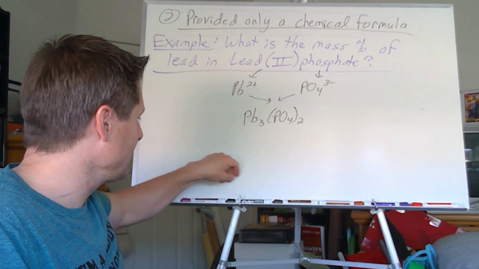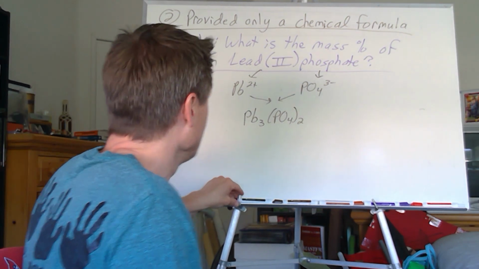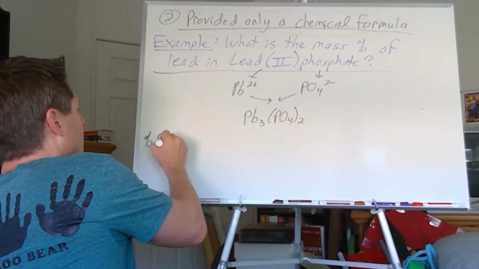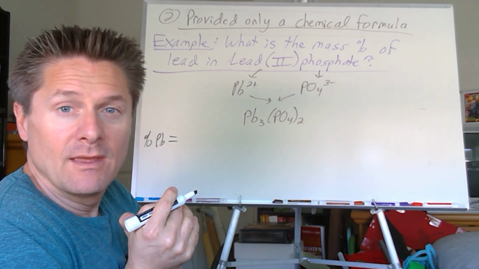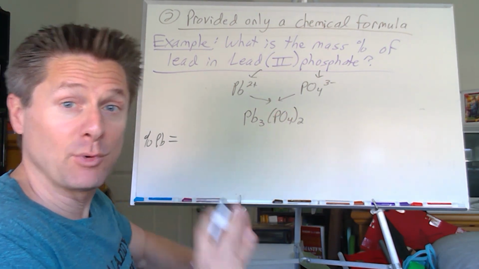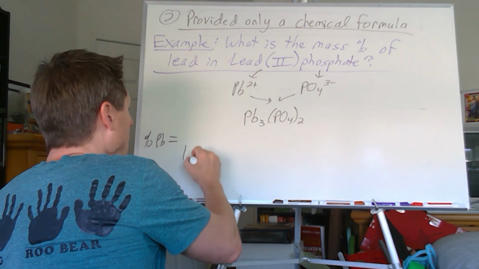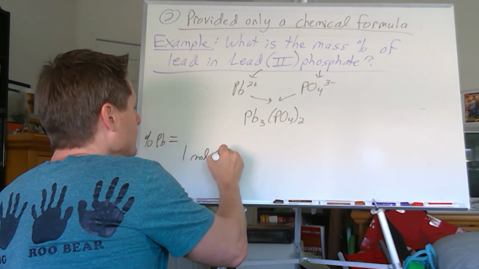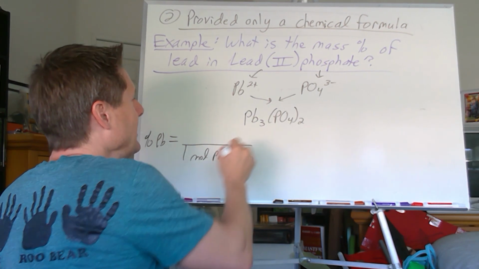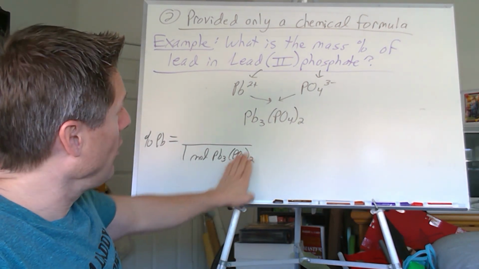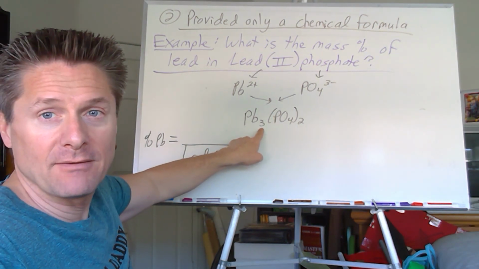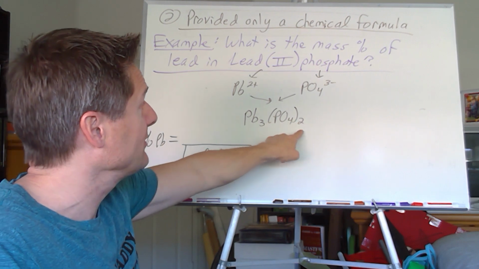Now we can set this up. Here we go, gang. Let's do the percent mass of lead. And all we have is the mole ratio. So let's assume 1 mole of the whole thing and put that on the bottom. So let's put 1 mole of lead(II) phosphate in the denominator. And 1 mole of that contains 2 moles of phosphate and 3 moles of lead. Or you could say 2 moles of phosphorus and 8 moles of oxygen.